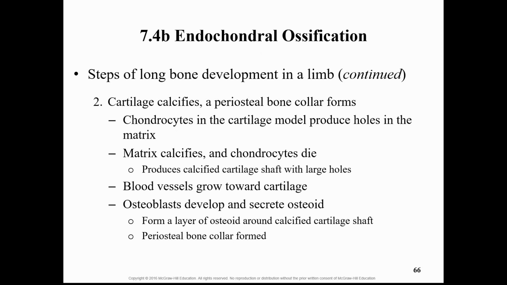The first thing that happens is we're going to get a bony collar, a periosteal collar, around what's going to be the diaphysis. The matrix of the cartilage is then going to calcify, and as it does so, the chondrocytes are going to die. Blood vessels are going to grow toward the cartilage to deliver more nutrients, and osteoblasts are going to continue to develop and secrete the osteoid. That periosteal bone collar will then begin to expand and go up and down the diaphyseal shaft.